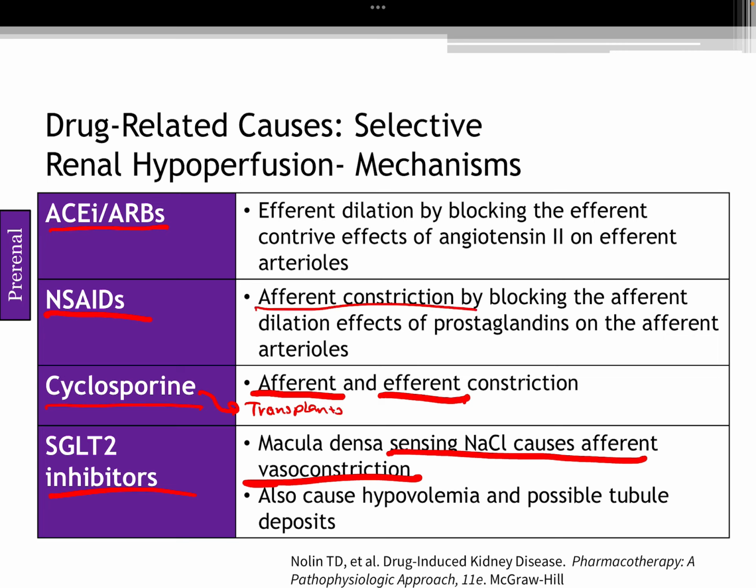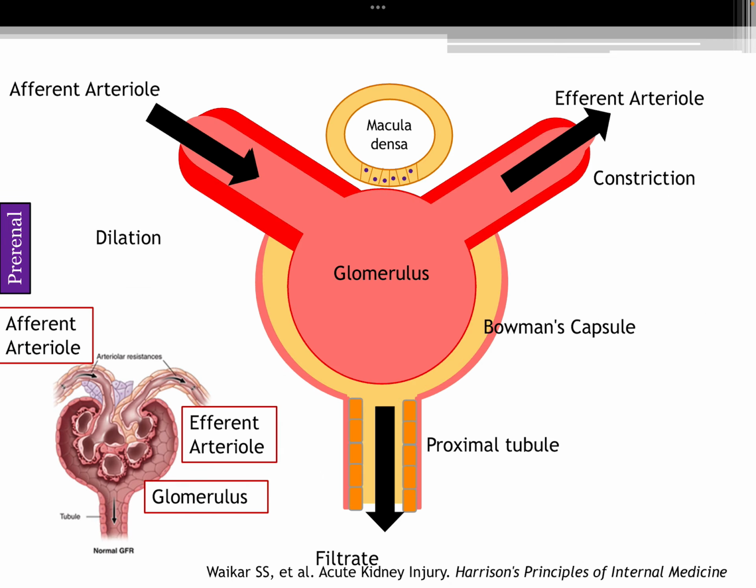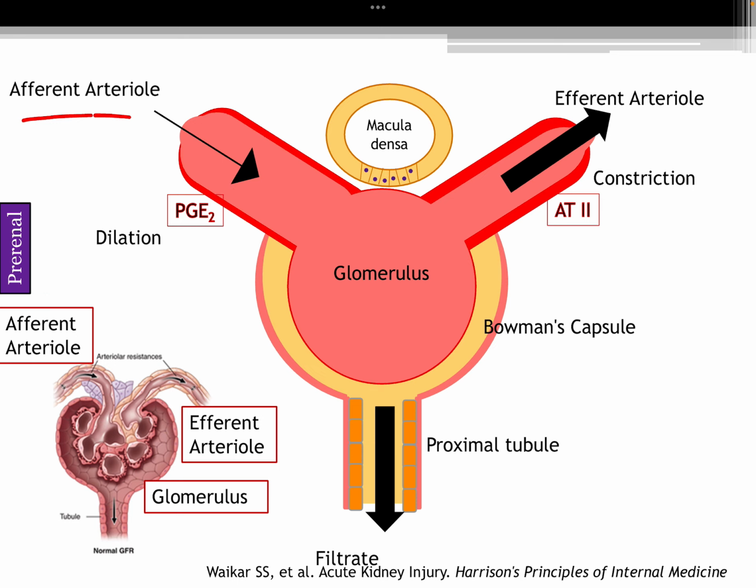NSAIDs cause afferent constriction by blocking afferent dilation effects of the prostaglandins. So if you remember, the afferent arteriole, in response to low perfusion, releases prostaglandins, including PGE2, and what PGE2 does is cause vasodilation. When NSAIDs are given, it actually will cause this dilation not to occur and lead to more vasoconstriction.